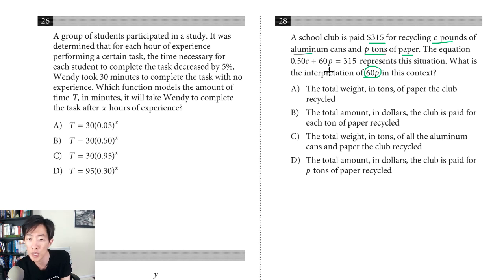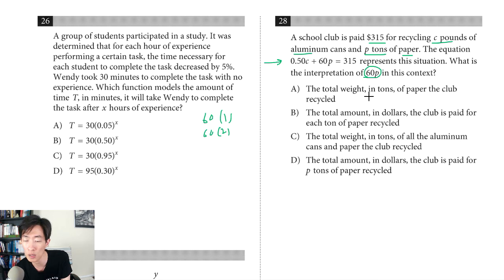Given that P means the tons of paper and the whole equation is the cost, when you multiply 60 times P, 60 is probably the price that they're paid in dollars for each ton of paper, because if they're recycling 1 ton of paper, they're going to get 60. If they're recycling 2 tons of paper, they're going to get 120, and so on. So what is 60p itself? It's basically the total money that they're getting for the tons of paper that are recycled, regardless of how many tons it is. So let's look at the answer choices.